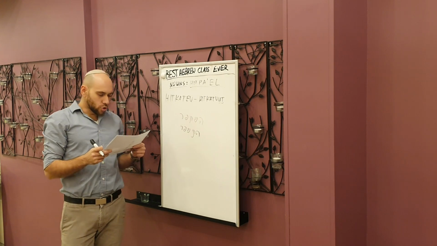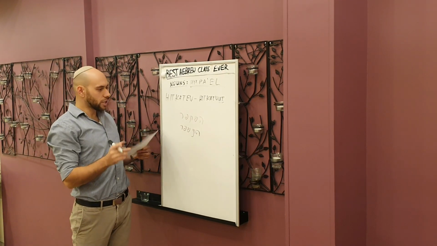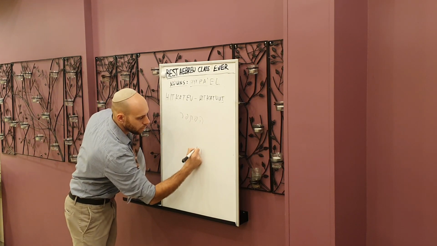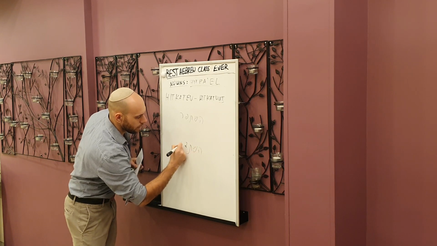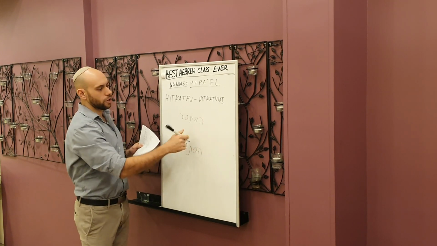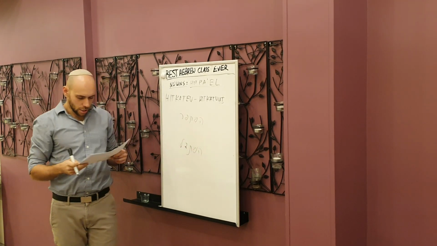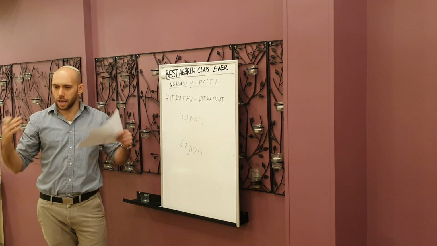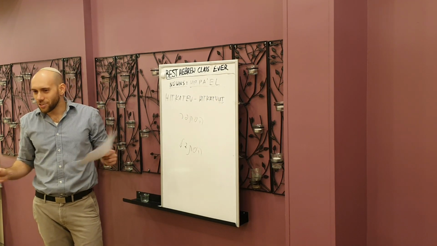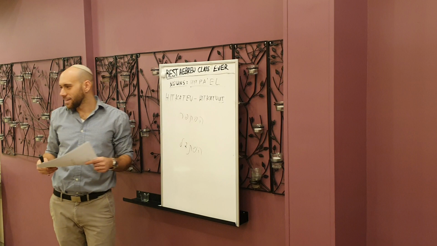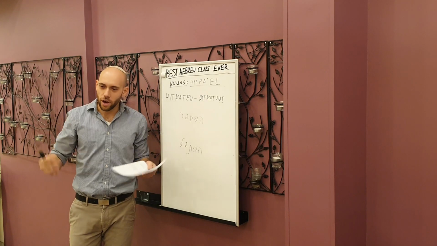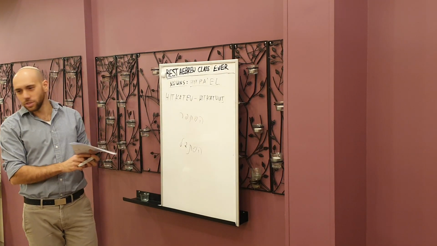So here we have two examples, hishtaper and hishtadel. So it's going to be hishtaput for hishtaper, and hishtadlut for hishtadel. Hishtadlut is the effort that you put forth. Ashkenazim, your rabbi might tell you, hishtadlus. You need to do your hishtadlus. You ever heard that in Ashkenazi? It means put forth your effort, do your best, and then Hashem will take care of the rest.